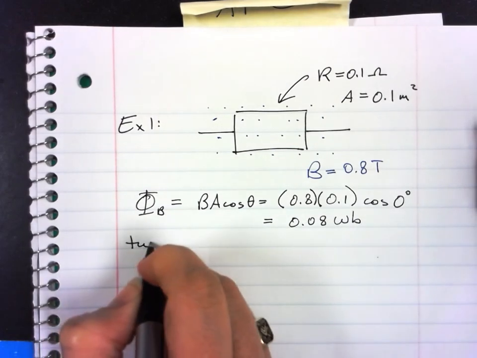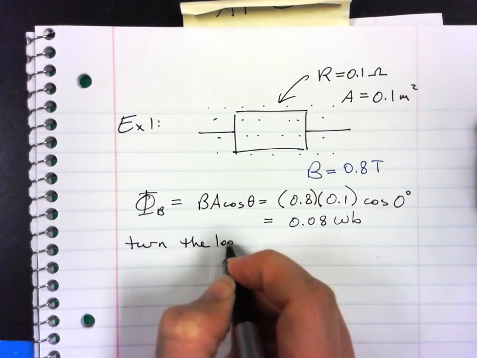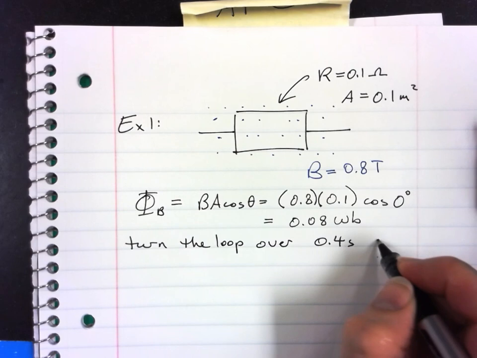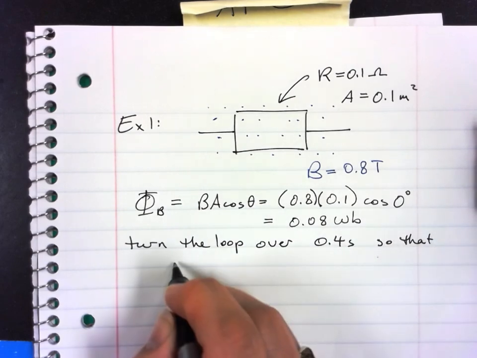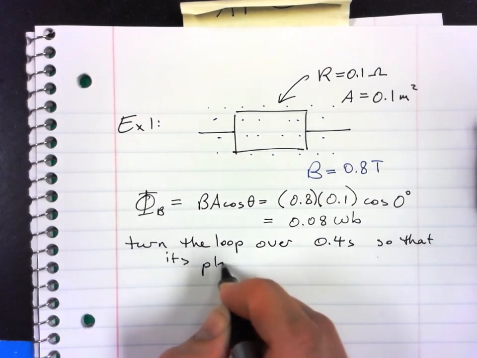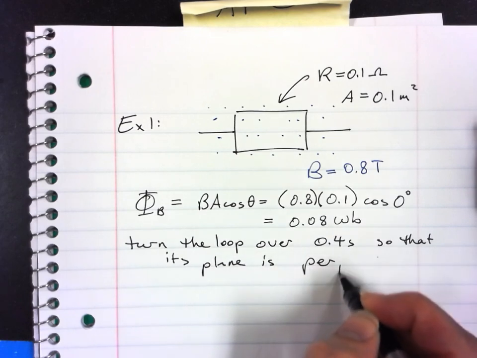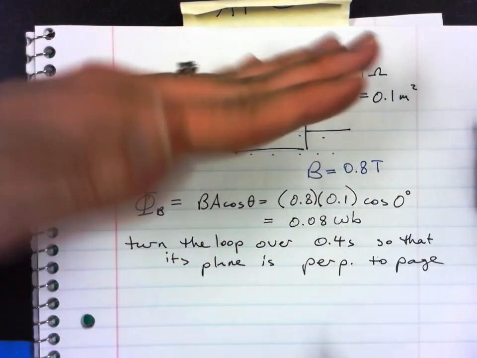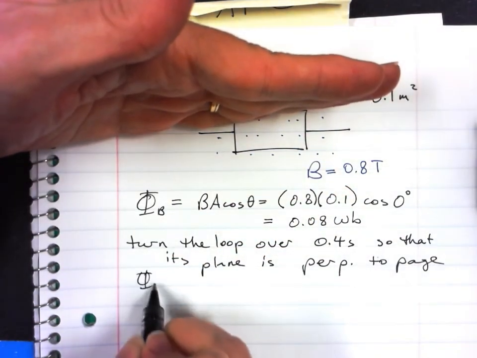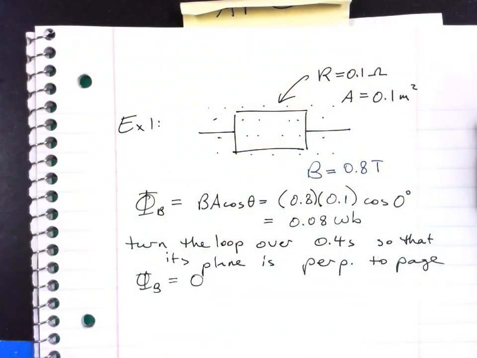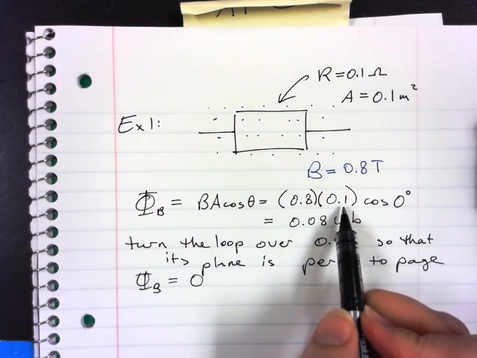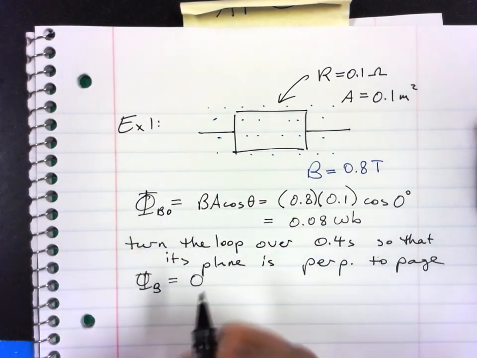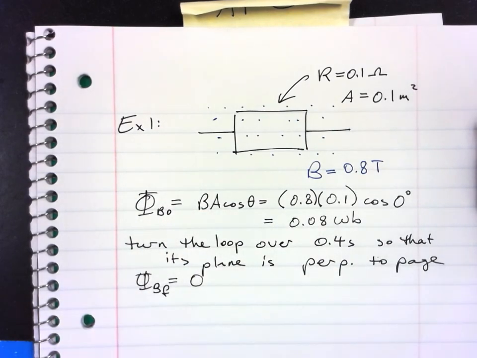So now we're going to turn the loop over 0.4 seconds so that its plane is perpendicular to the page. Well, if we turn this so it's perpendicular, now the magnetic flux is 0. Because the strength of the field is the same, the area is the same, but the angle would be 90 degrees. So this is the original flux, and this is the final flux.